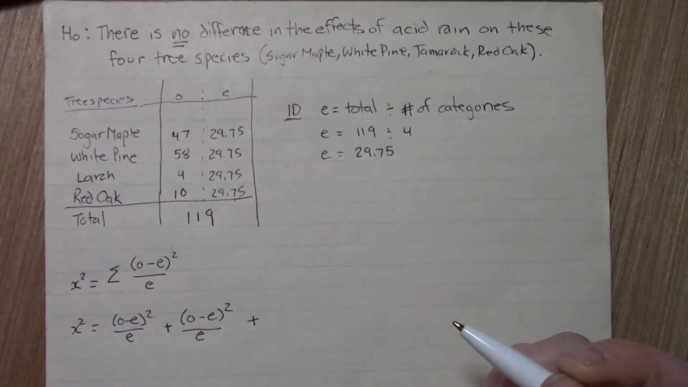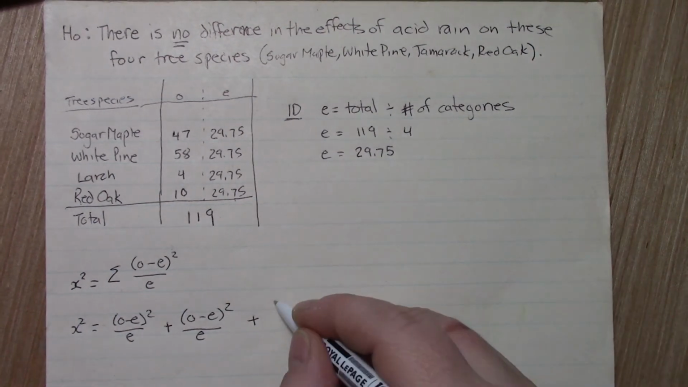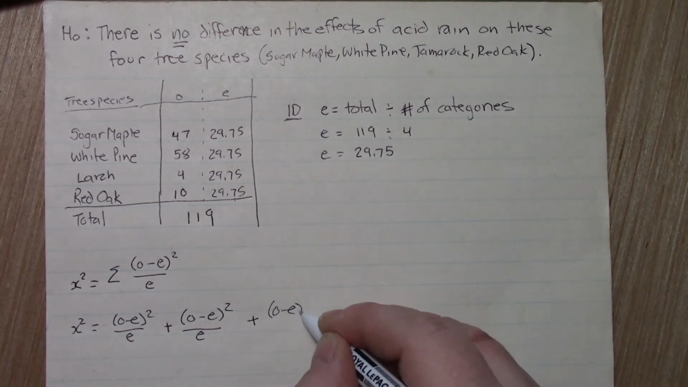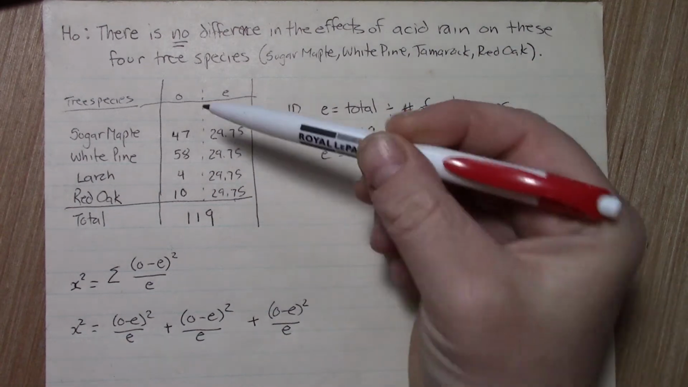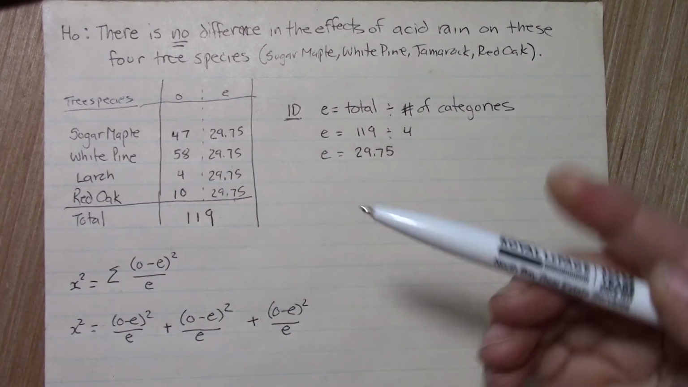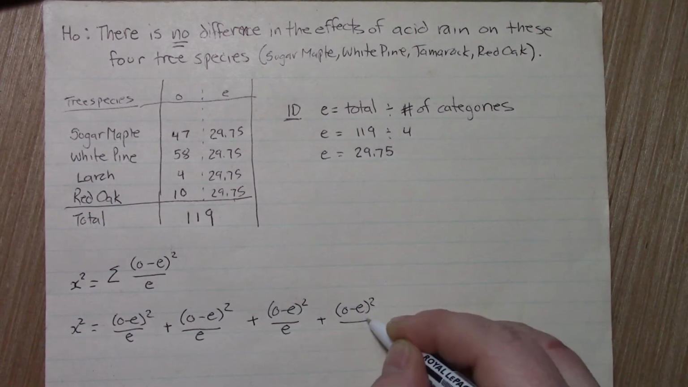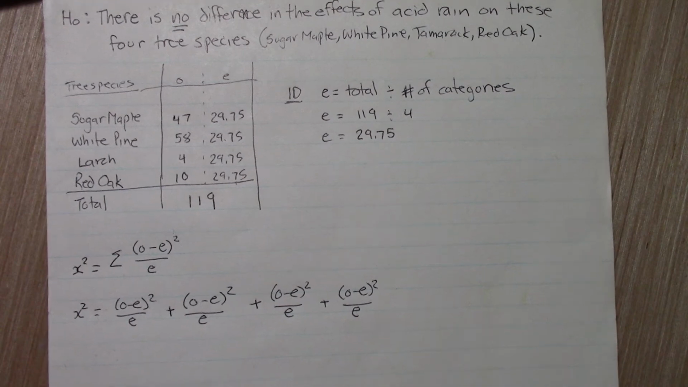Now how many times do I add it together? I have 1, 2, 3, 4 different trees. So I'm going to add it together 4 times. Another way of looking at that is I have 1, 2, 3, 4 sets of numbers to calculate. Don't want to leave any numbers behind. I'm going to push this up a little bit.